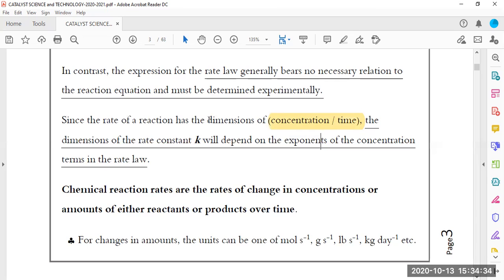It means the concentration raised to what power? So K is different for different orders of reaction. K has different units for different orders of reaction. We have zero order reaction, first order reaction, second order reaction, and probably third order reaction.